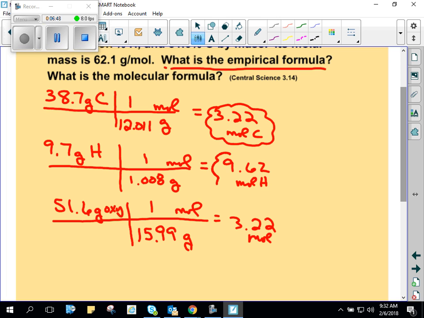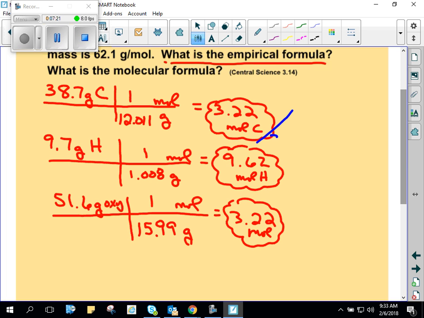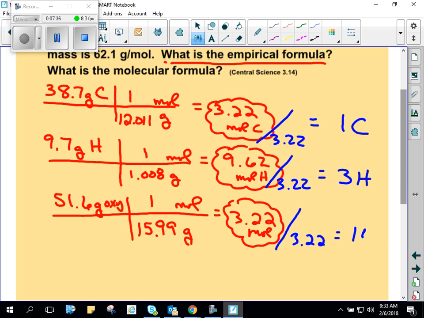So this is not the final answer yet, right? I'm circling these so we can set our focus on those three. Those are how many moles of each we would have if we had a 100-gram sample. Are there any questions about this part before we take the next step? So what are we going to do next? Divide by the smallest, okay? So you divide this by 3.22, 3.22, 3.22, and I get 1 carbon. We should have 3 hydrogens and 1 oxygen. So that will get us our empirical formula.